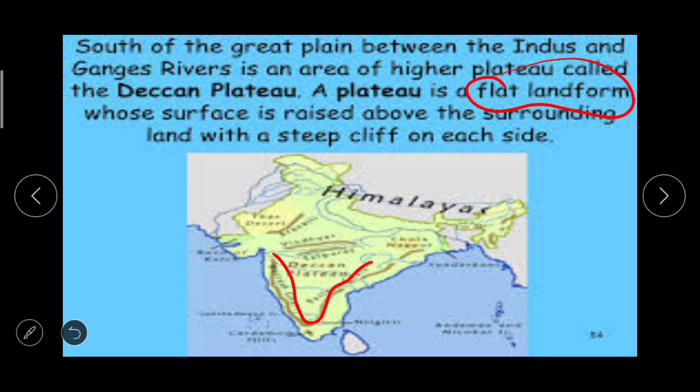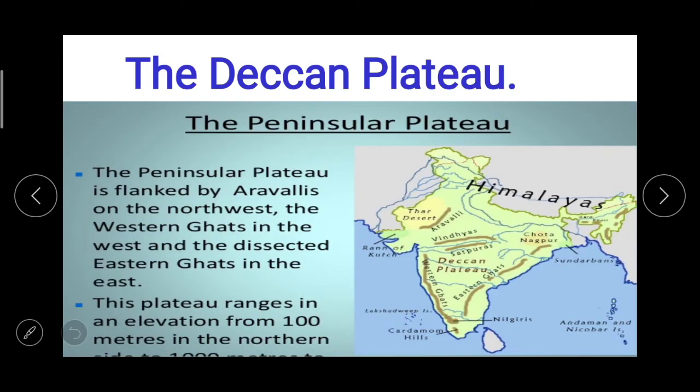Now, by the description, you can see again in the map, flat landform whose surface is raised above the surrounding land with a steep cliff on each side. The peninsular plateau is flanked by Aravalis on the northwest, the Western Ghats in the west, and the dissected Eastern Ghats in the east. Here again, Western Ghats, Eastern Ghats.